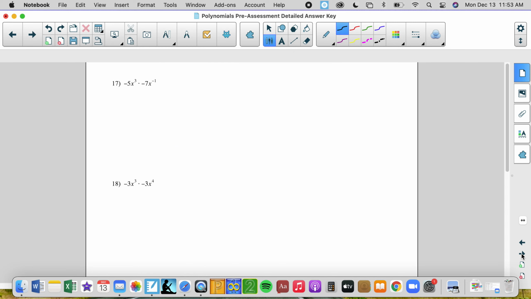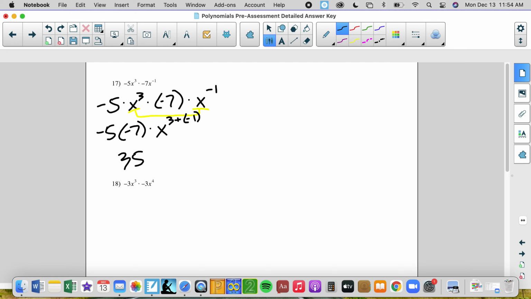You'll see a little bit more. So we have negative 5 times x to the third times negative 7 times x to the negative 1. So we're going to multiply the constants, negative 5 times negative 7, and we're going to have like bases. We have x and x. When we multiply like bases, we add their exponents. Negative 5 times negative 7 gives me 35. X to the 3 plus negative 1 is 2. And we get 35x squared.